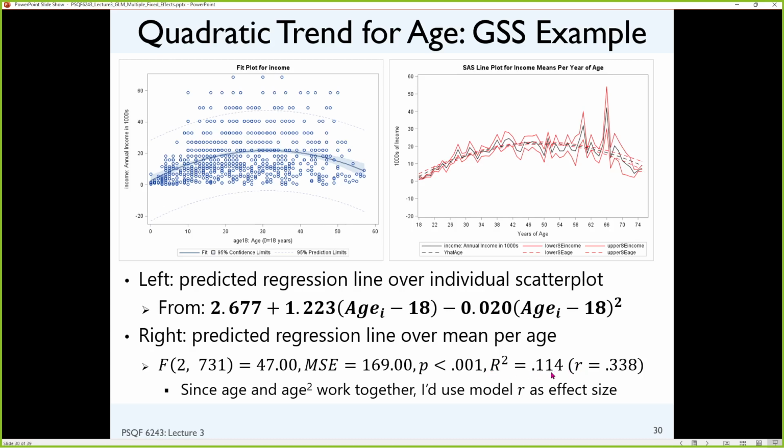So R square you can think of two different ways. The most straightforward is probably as a proportion. 11% is the proportion reduction in residual variance relative to an empty model with no slopes in it. Proportion reduction in residual variance. So age is responsible for 11% of all the reasons why some people make more money. That leaves 89% up for grabs, give or take. So R square is an effect size that goes with my F test statistic.